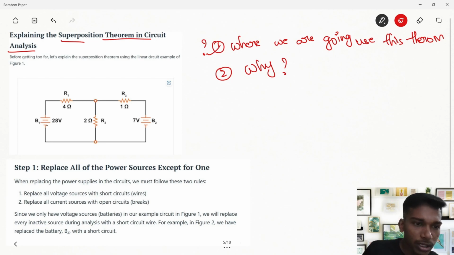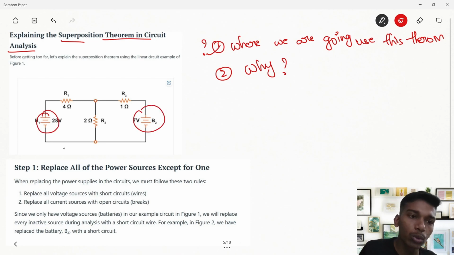For this question, just consider that we have two voltage sources. In this circuit we have two voltage sources. Even if we apply KCL or KVL, we will get the answer, but it's a very lengthy process. Just considering two voltage sources and taking many equations, it's a lengthy process.